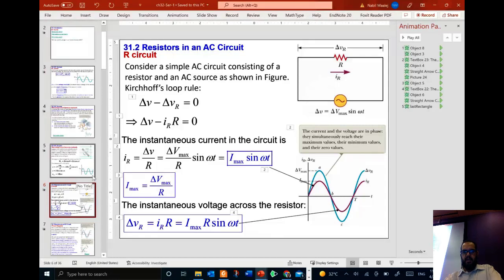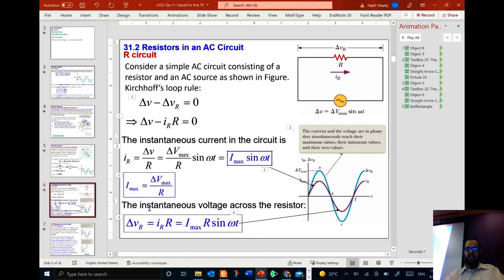We found that delta V in the case of the resistor, if you connect the same polarity of your voltmeter across the source, you measure the same thing. It's equal to R times I_R, and I_R is I max sine omega t. I max is given by delta V max divided by R. So if you have a purely resistive circuit, the current and the voltage are in phase.